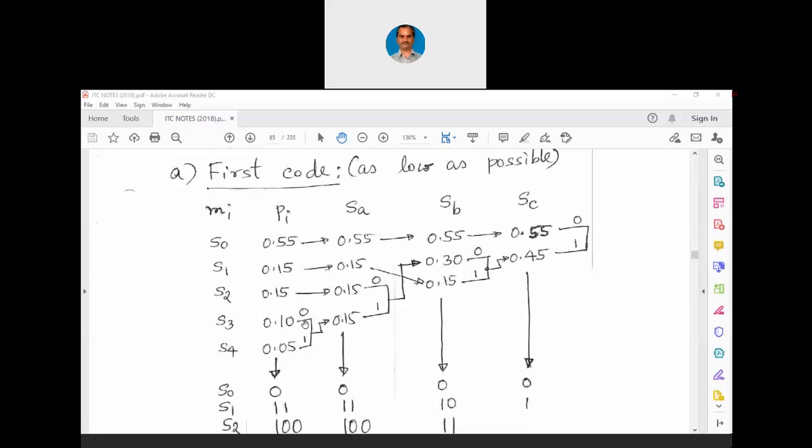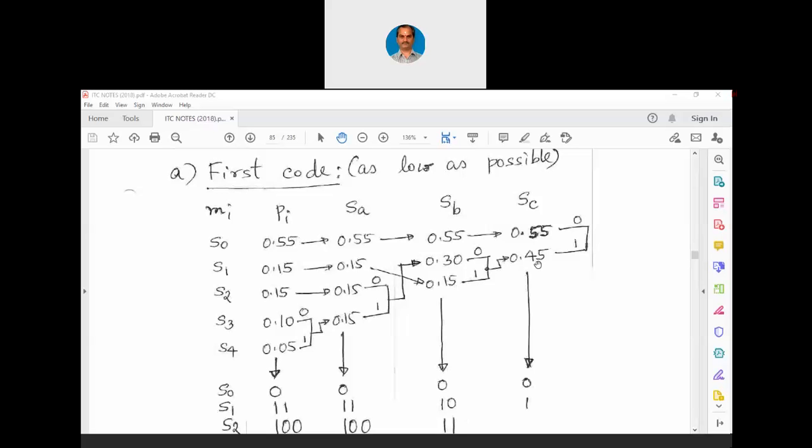Now what we have to do? We have to combine the last two symbols, S3 and S4, that is 0.10 and 0.05. We get 0.15. And then we again add 0.15 and 0.15. Now what we do? We are choosing a method called as low as possible, which means the least probability we will write down, and the highest probability we will write up. If we follow that method, 0.15 plus 0.15 became 0.3. Naturally, this 0.3 has to go up because the upper one, 0.15, has to come down. Now again, we add 0.30 plus 0.15, it becomes 0.45.